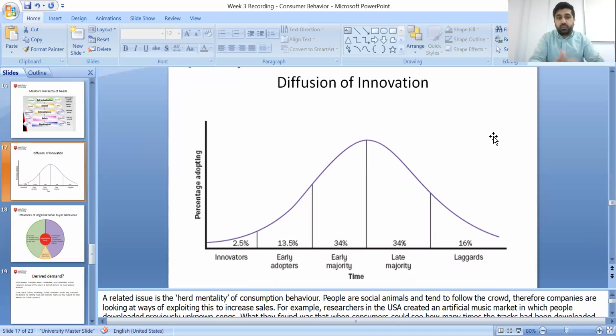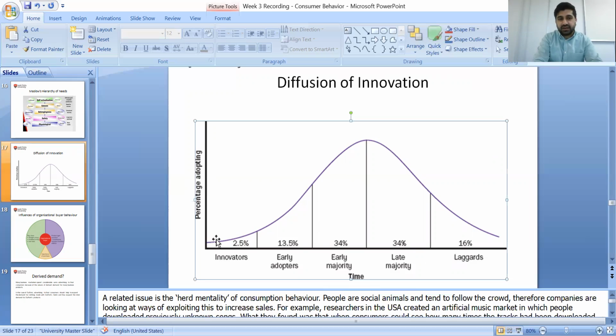Diffusion of innovation. What is diffusion of innovation? Basically, all products or services have a life cycle. With the passage of time, it goes up, and then it starts declining, and after a certain period, that product will be eliminated from the market. Here on the horizontal axis we can see the percentage of adopting, and here we can see the time. At the start, we can see this curve is at the minimum level.